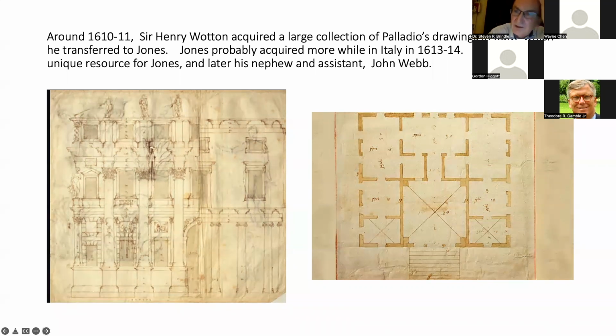They were a unique resource for him and later for his assistant and nephew John Webb. And the point of choosing these two images is they're things which don't appear in the Quattro Libri. On the left, we have an orthogonal view of the Palazzo Valmarana, which shows the street facade to the left and the courtyard treatment to the right. The courtyard treatment wasn't actually executed and the plate wasn't engraved for the Quattro Libri. And on the right, we have the plan of the Villa Valmarana, and that too is something which doesn't appear in the Quattro Libri. So Jones had all sorts of things which weren't available to anyone else.